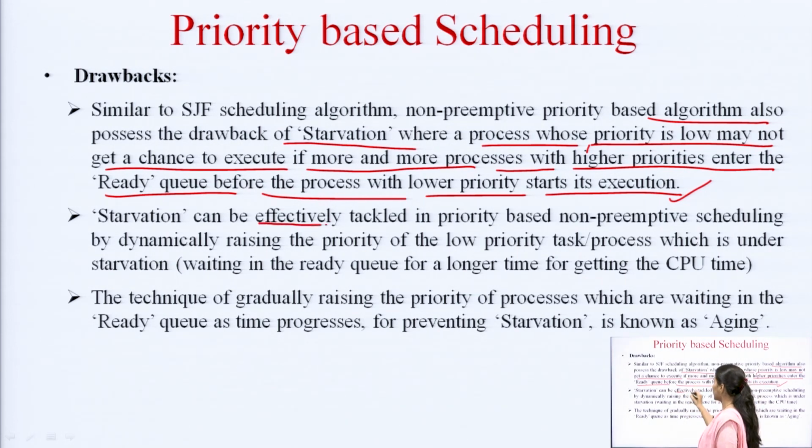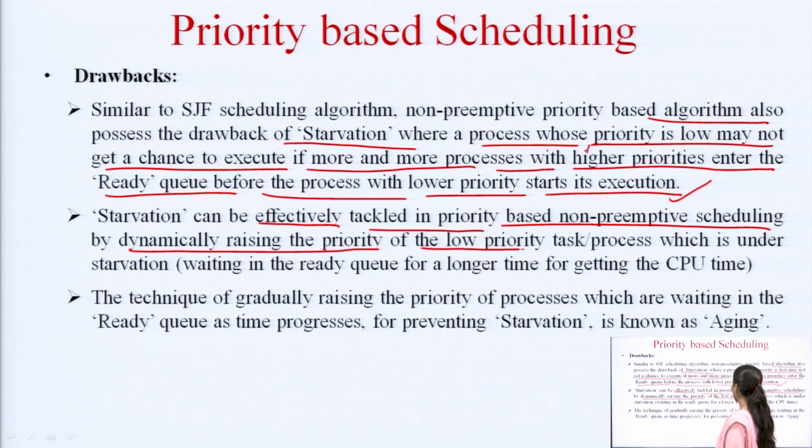The starvation can be effectively tackled in priority based non-preemptive scheduling by dynamically raising the priority of the low priority task or process. So, this can be done based upon the features of the operating system, whether the operating system is able to do this or not, so that the priorities can be dynamically changed according to the condition, and the low priority tasks can be prioritized to complete their execution.